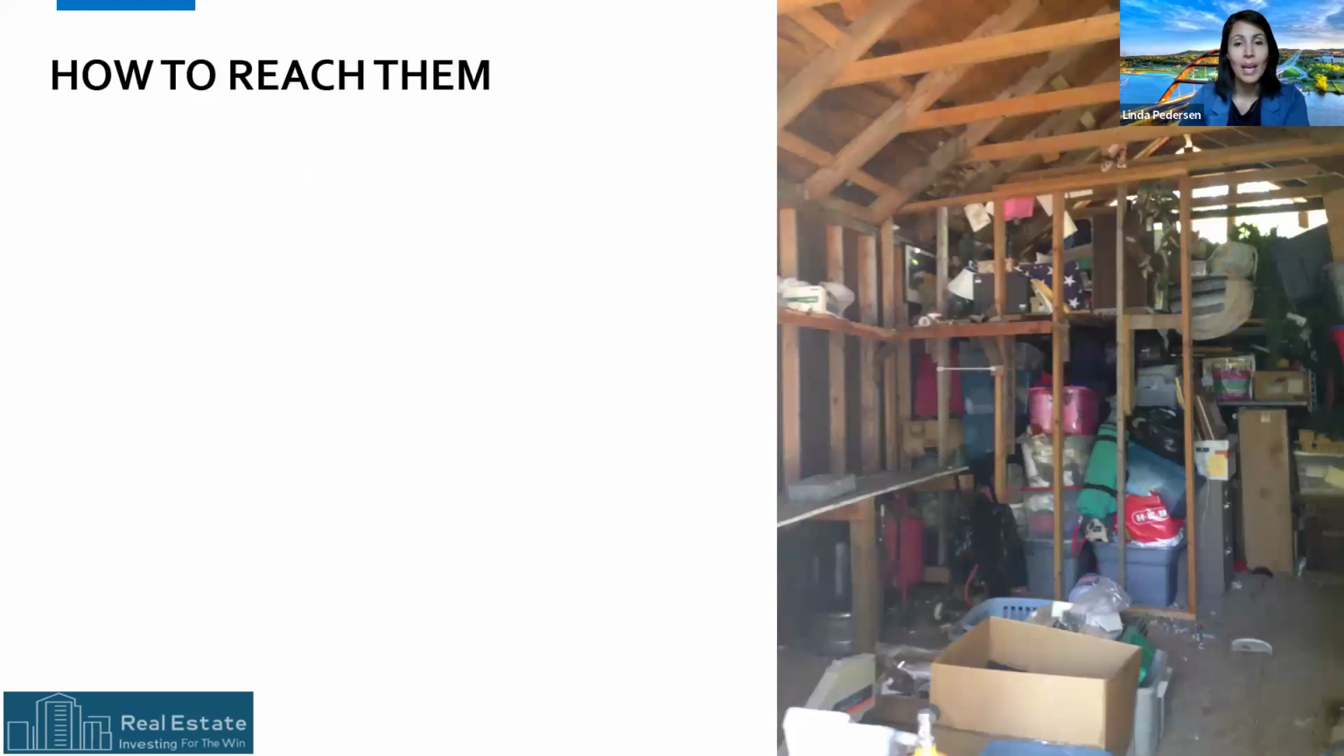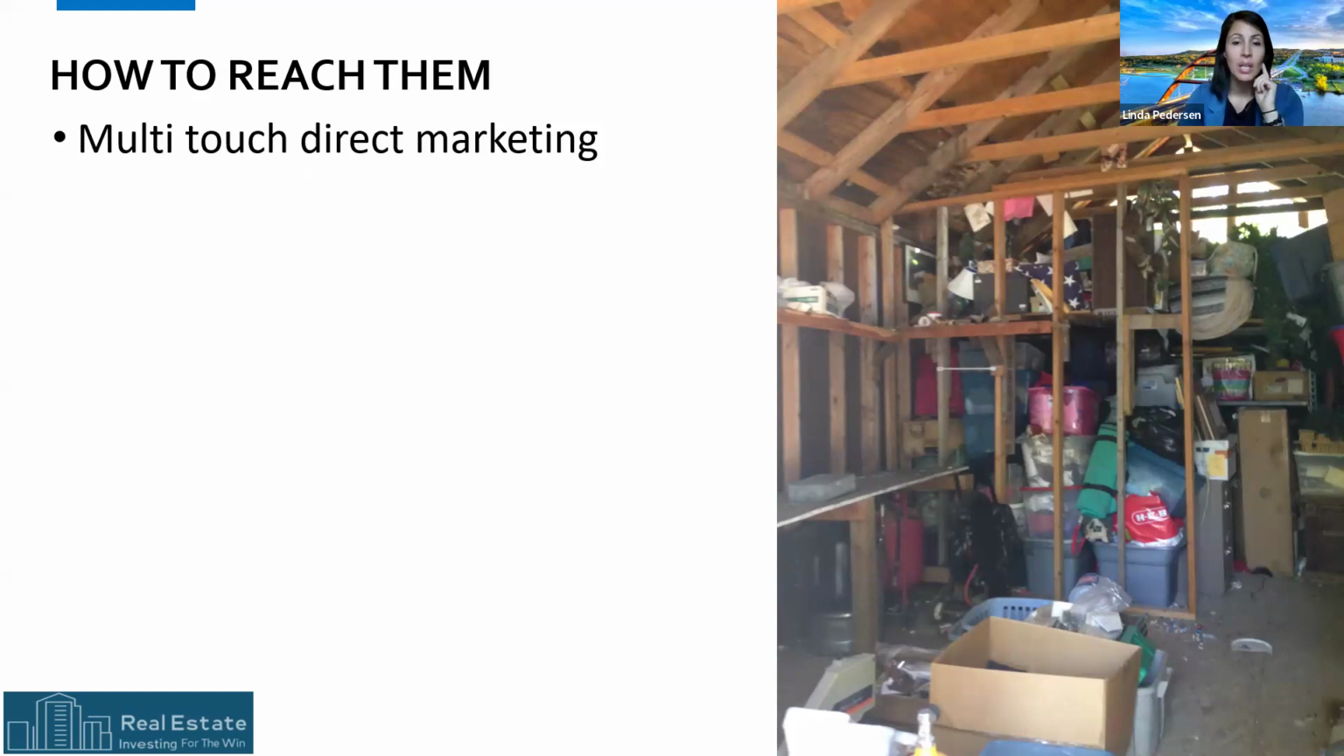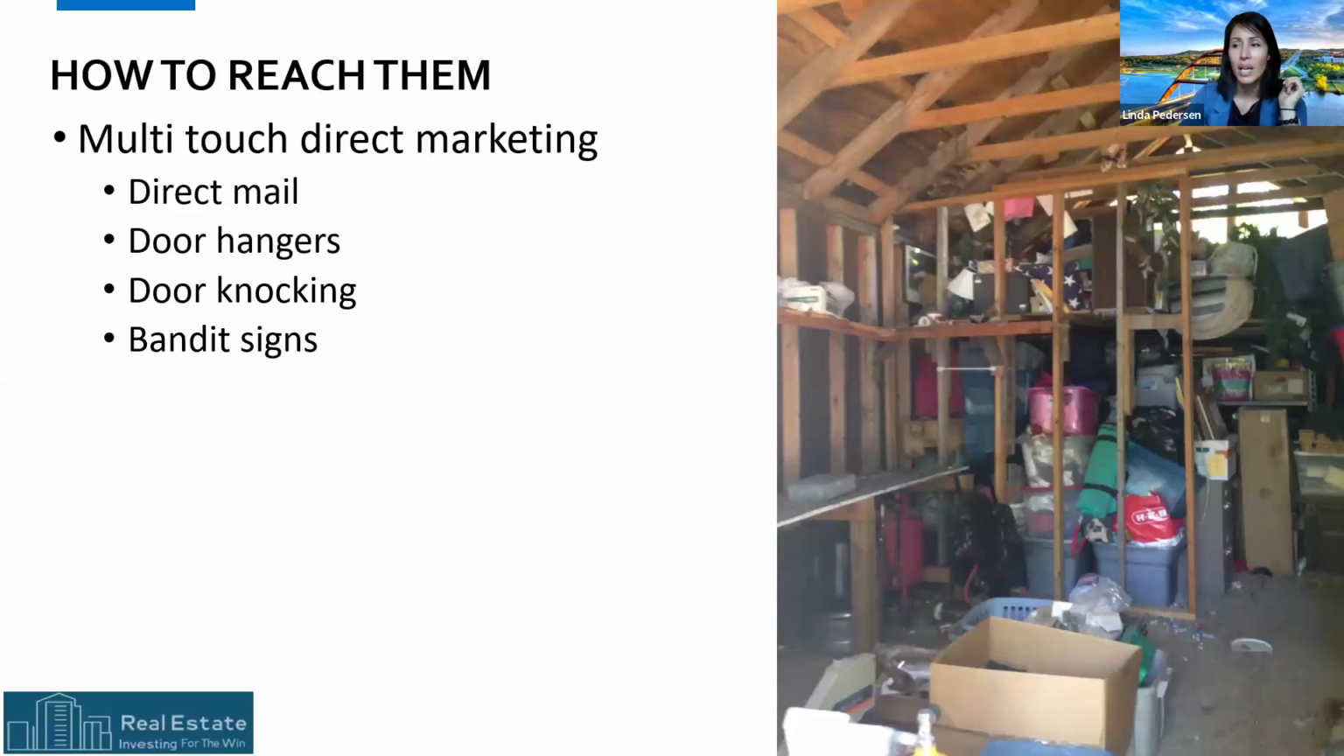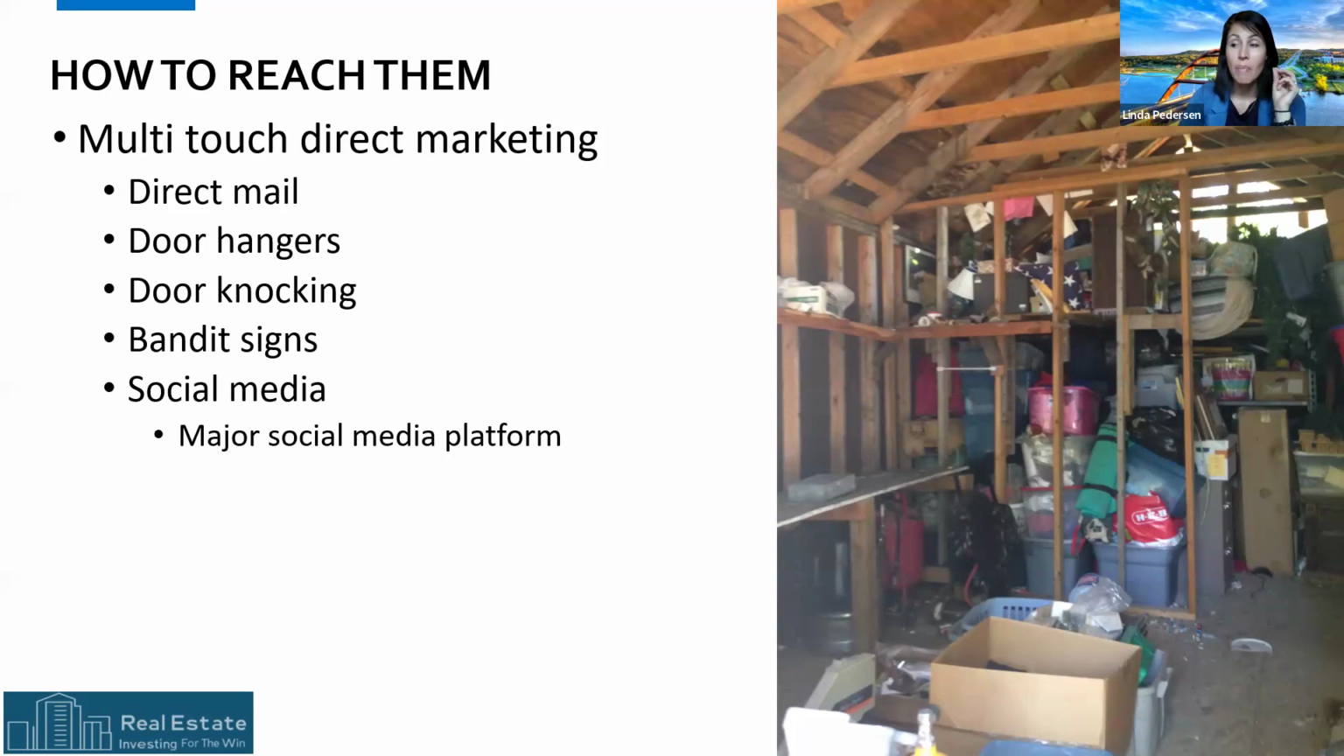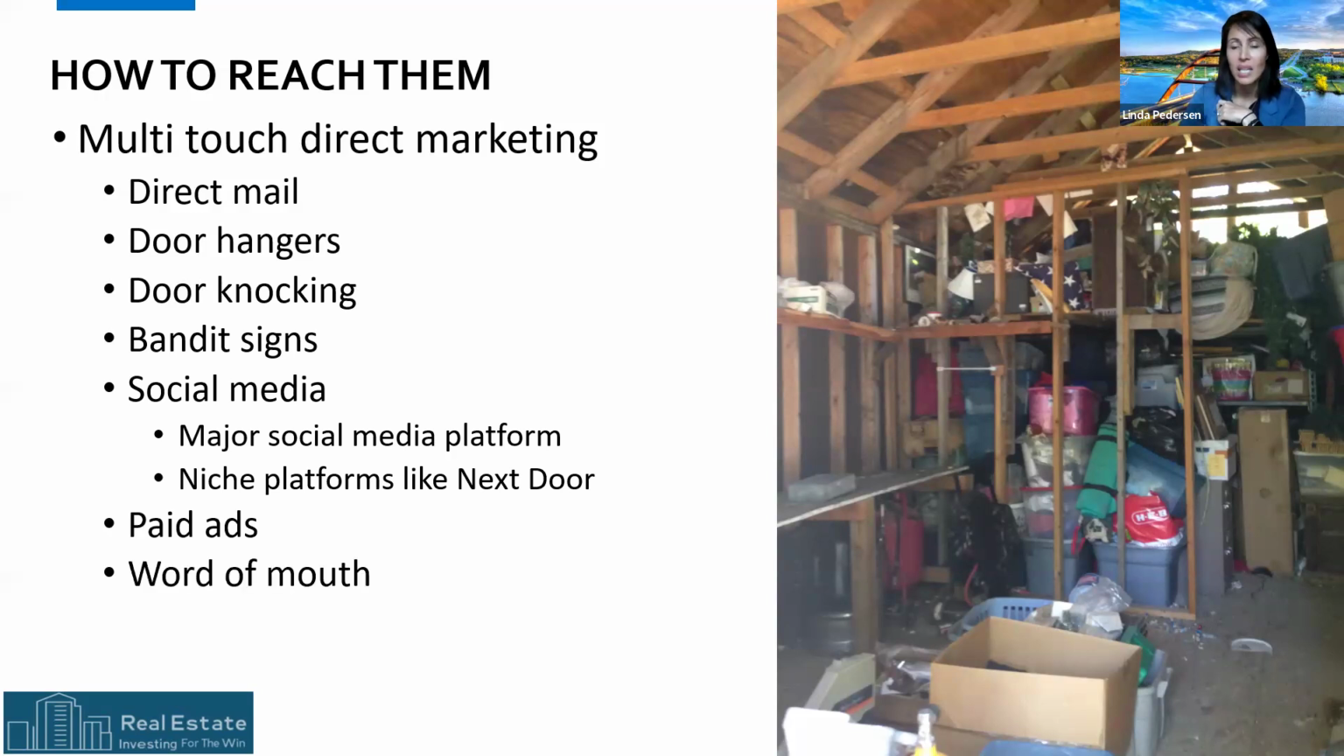So how to reach them, AKA how to market to them: multi-touch direct marketing means I'm marketing directly to that person. And typically with multi-touch, a lot of people think, I'm going to send them one letter and then a second letter and then a third letter. So I'm touching them multiple times, but it doesn't have to be just one way, right? You can send them a direct mail, but you can also do multi-touch through other ways, such as door hangers, door knocking, bandit signs, social media, such as major platforms like Facebook, Instagram, X, LinkedIn, or niche platforms like Nextdoor, the Nextdoor app, right? You can also do paid ads and word of mouth.